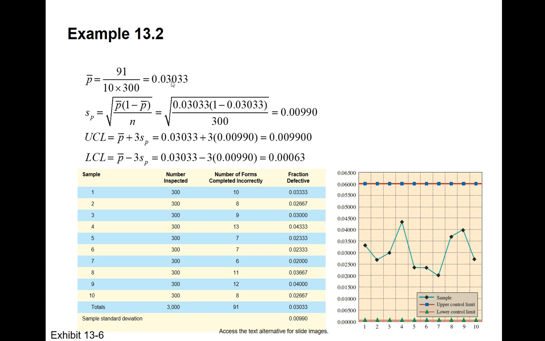And according to P bar, we can calculate SP, the standard deviation. We use the square root of P bar times 1 minus P bar, divided by 300. So we have 0.00990. This is the SP, and according to SP, we will be able to find the limits here. The upper limit will be P bar plus 3 times SP.